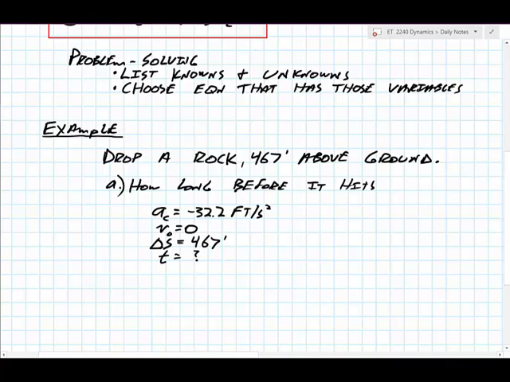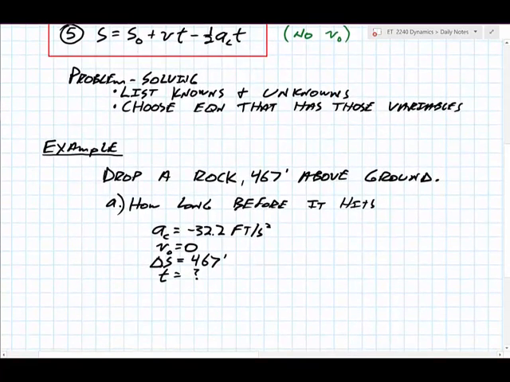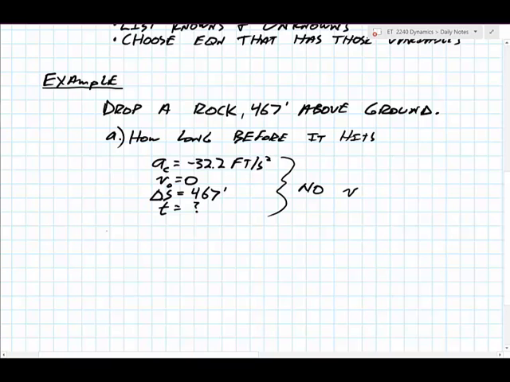So if I look at that, I can say, well, what don't I care about here? In this case, what I don't care about is the final velocity. So because there's no final velocity, I can go up these equations and say, oh, well, from that I want to use equation number 2. So we're going to use number 2 from above, and that looks like this.